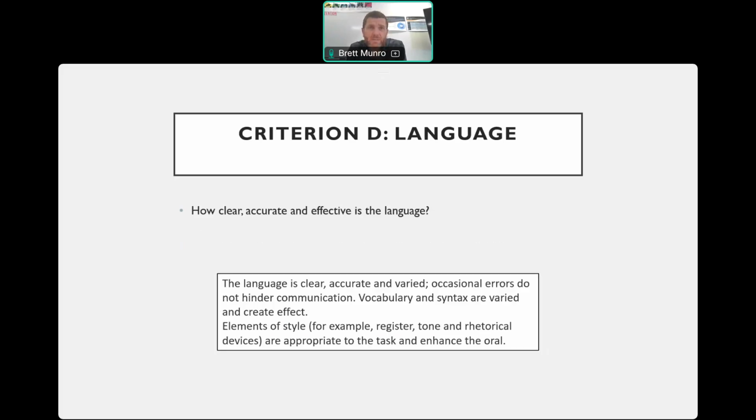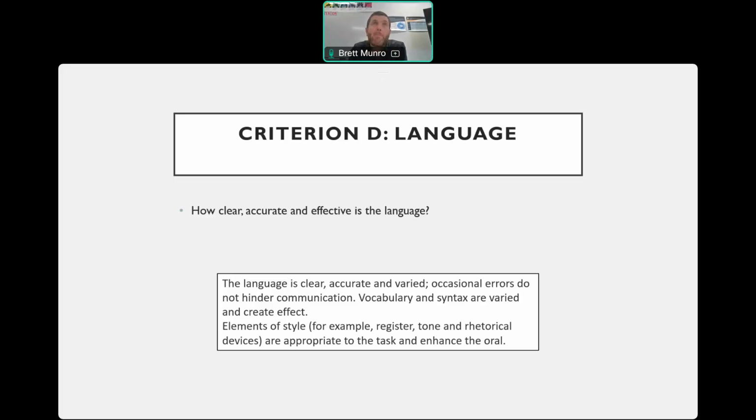And lastly, there should be the focus on language as criterion D. That is, your language should be clear, accurate, and varied. Occasional errors should not hinder communication. Vocab and syntax are varied and create effect. And your elements of style, for example, register, tone and rhetorical devices, are appropriate to the task and enhance the oral.